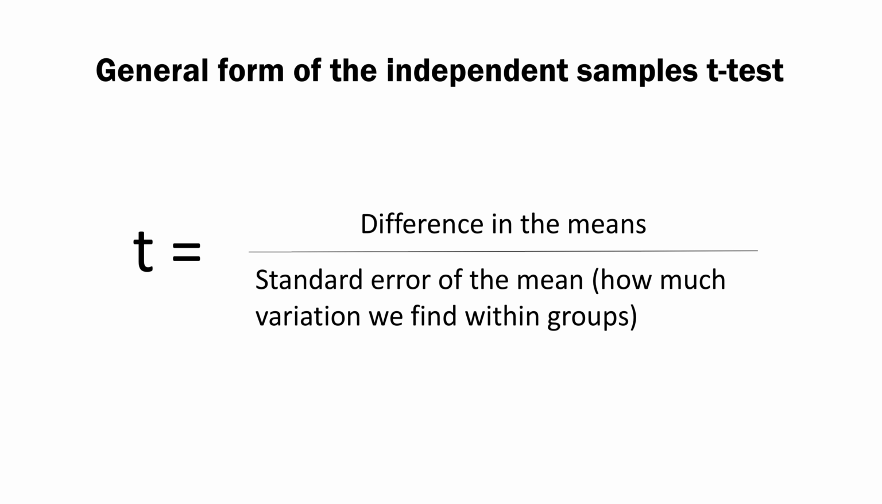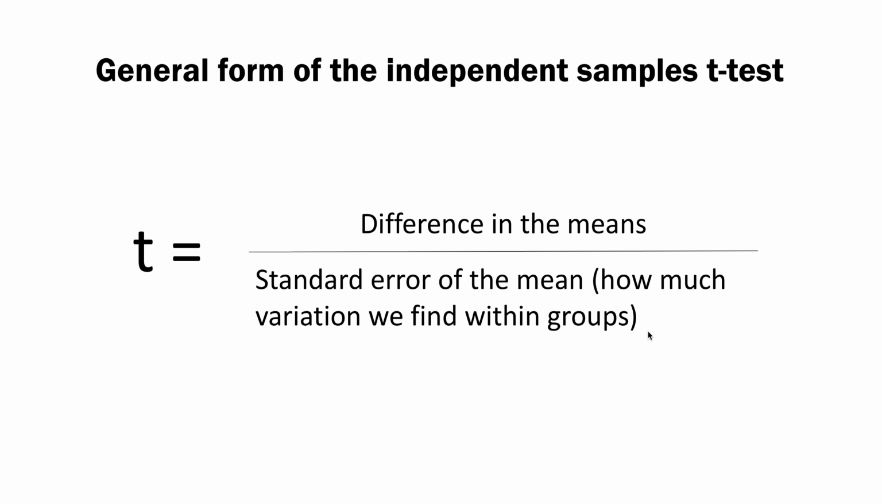So the general form of the independent samples t-test goes something like this. In the numerator, we always see differences, right, in these statistical tests. So in the numerator, it's the difference in the means. We're just comparing, say, control group to intervention group, men to women, okay, as long as they're independent of one another. Differences in the means.